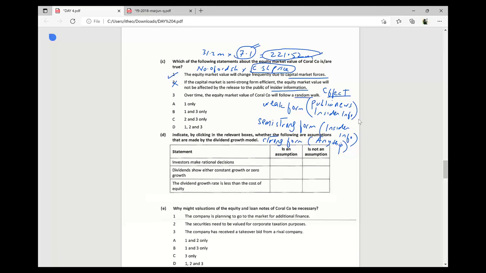And third, over time, equity market value will follow a random walk. Now, what does random walk mean? Random walk means no logic, just random on its own. Equity market value is number of ordinary shares into current share price. Current share price randomly changes in the market. Sometimes it changes due to results, news, or manipulation. But sometimes it just follows a random walk. It randomly changes without any reason, falling or rising. So this statement is also true. So the correct statements are one and three.